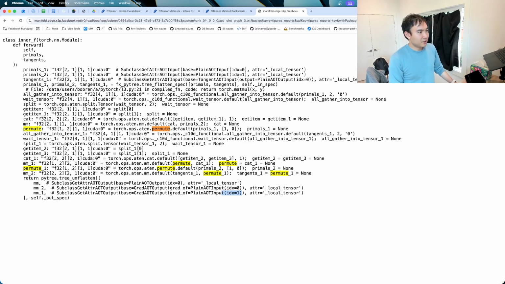So hopefully this gives you a quick overview of how backwards is working with DTensors. As you can see, DTensor is hiding a lot of the complexity under the hood. As a user, you're just calling functions as if they are plain tensors, and DTensor is handling all of the collective operations behind the scenes.